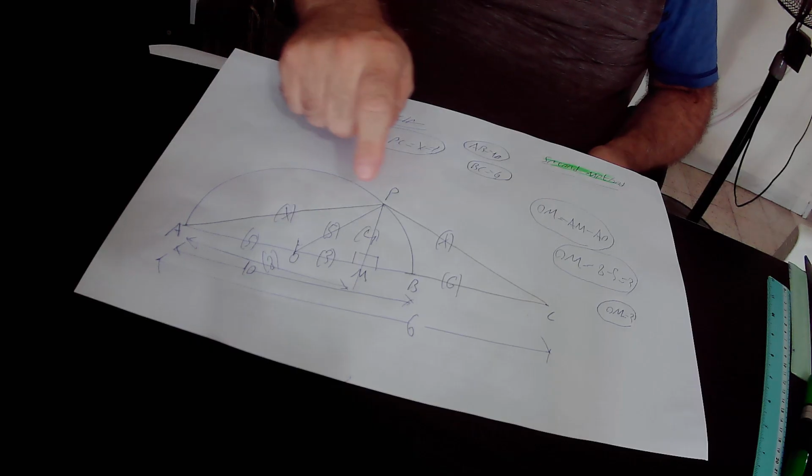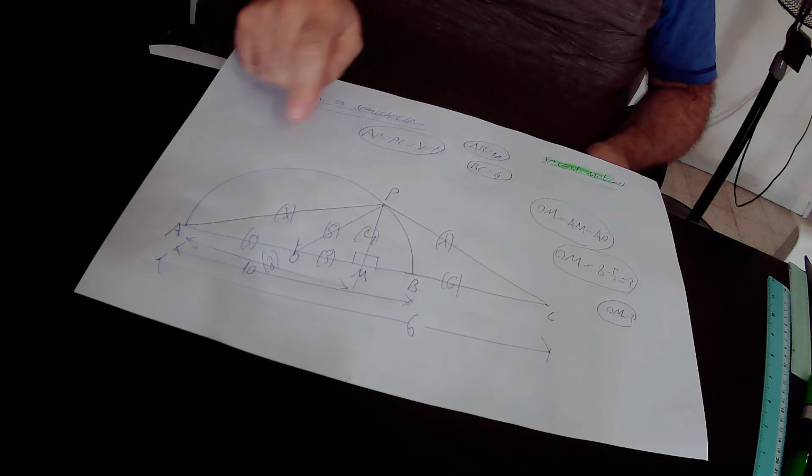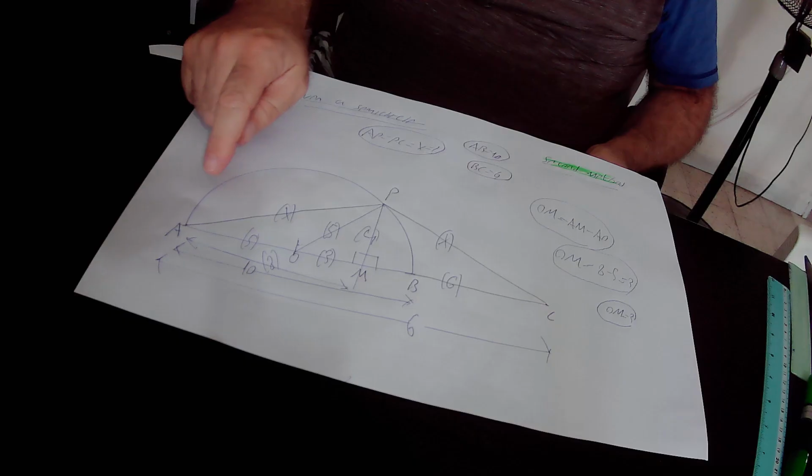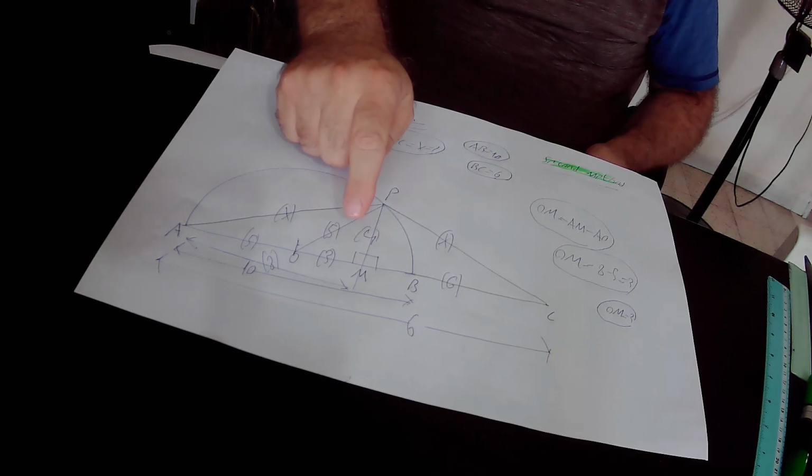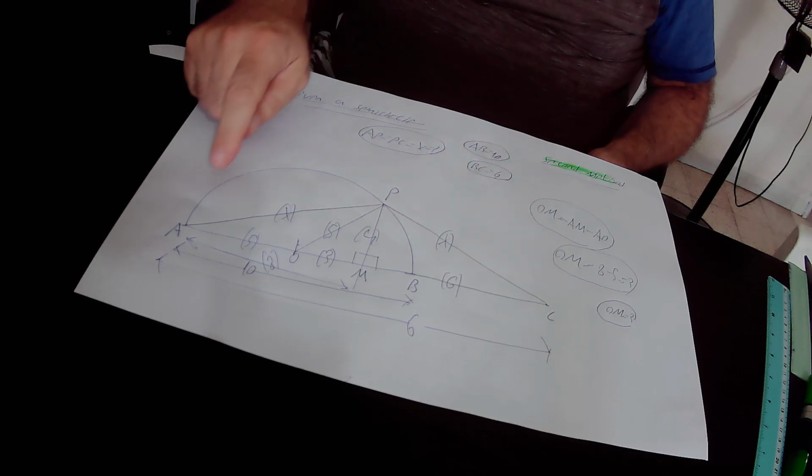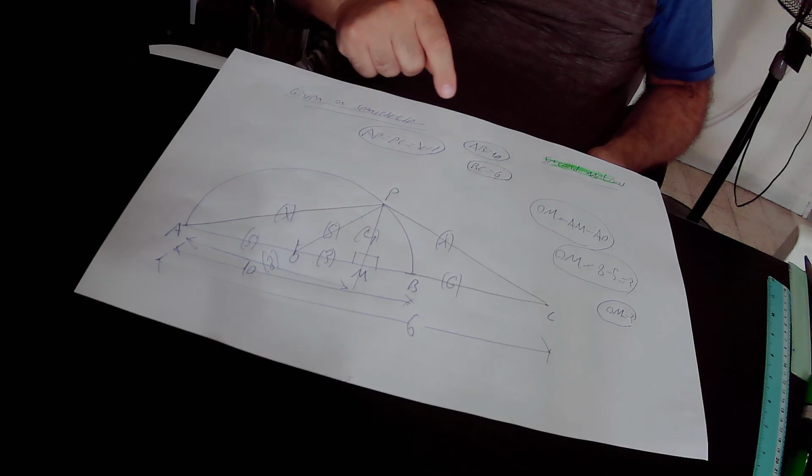AC in total is 16, therefore each half must be equal to 8. The first half is AM, that is 8, and the second half is MC, that is also 8. So AM equals 8 units in its length.